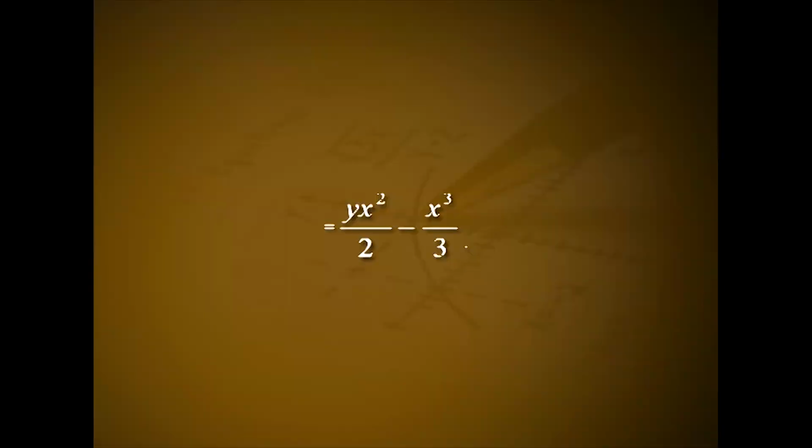Which is equal to 1/D² of (x + y) minus 3/D of 1, which is equal to 1/D² of (y − 2x), which is equal to 1/D of (yx − x²), which is equal to y·x²/2 − x³/3. Hence, the complete solution is z = φ1(y − x) + φ2(y − 2x) + x²y/2 − x³/3.